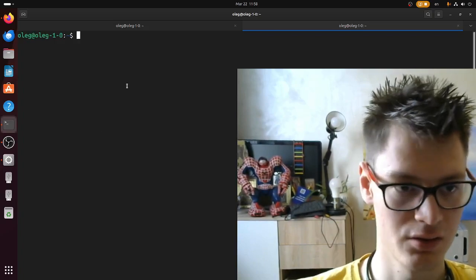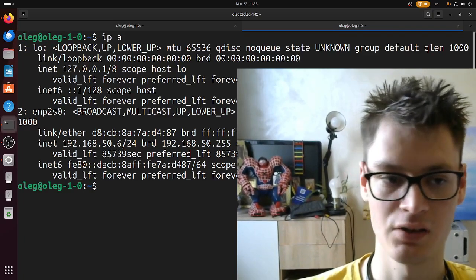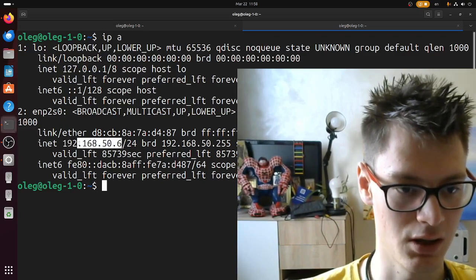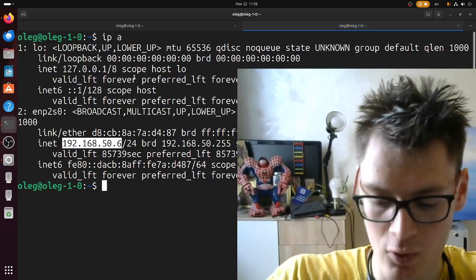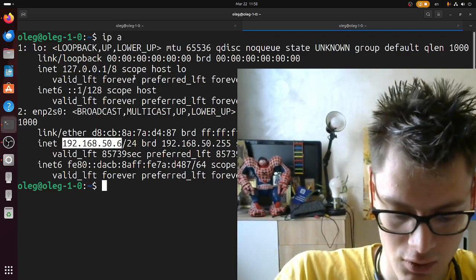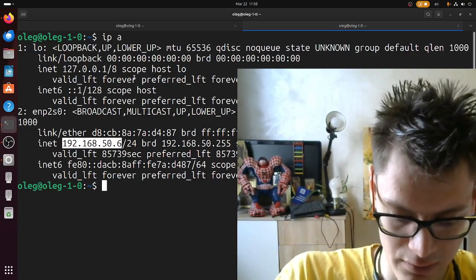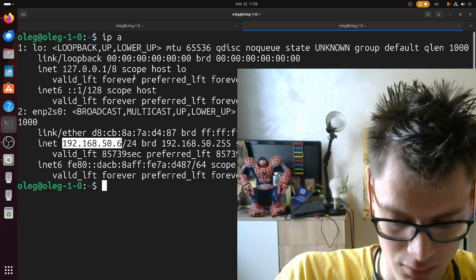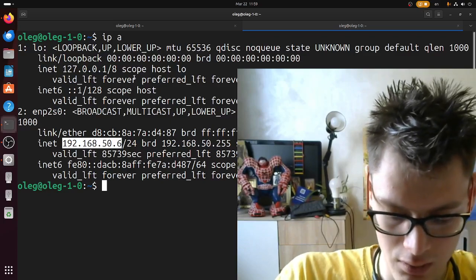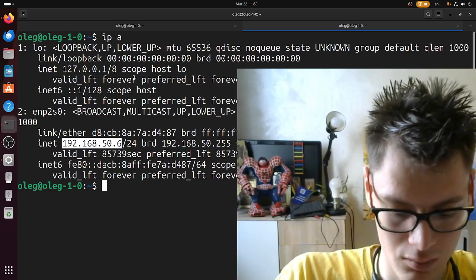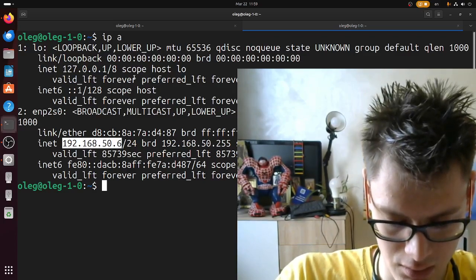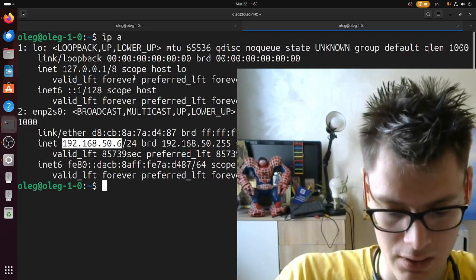So let's check it. I have this address. Okay, so let me grab my phone and try to go to it. I have an iPhone, so I will just go to Safari and type this IP, 192.168.50.6, and I think I will try to do it without a port.